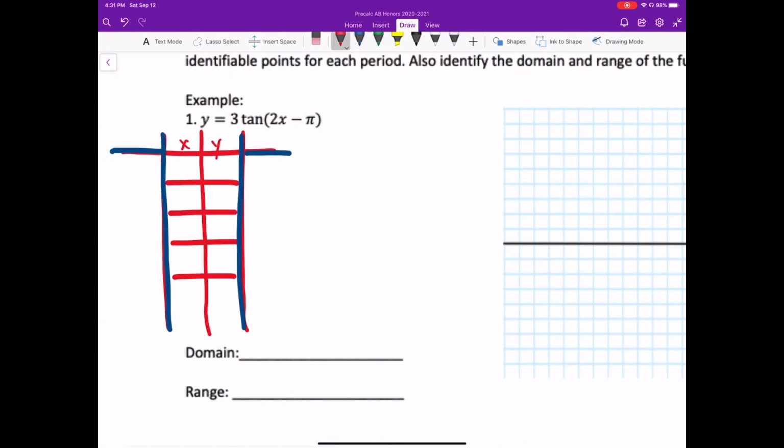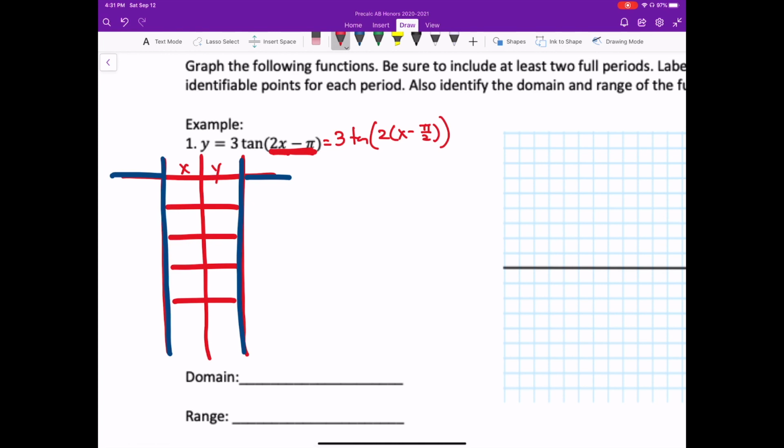All right, so let's take a look at an example. Example number 1, y is equal to 3 tangent of 2x minus pi. Whenever you have a horizontal stretch, you always need to factor it out from the terms inside. So we need to factor out a 2 from the 2x and from the pi, so we can observe the horizontal shift. That's going to be 3 tangent of 2 times x minus pi over 2. Remember, factoring is division. So when you factor 2 from pi, you're doing pi over 2.